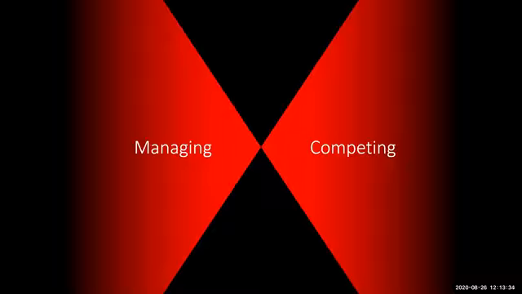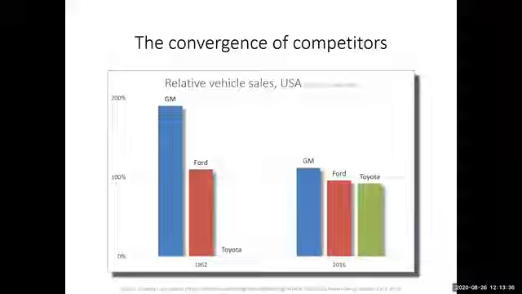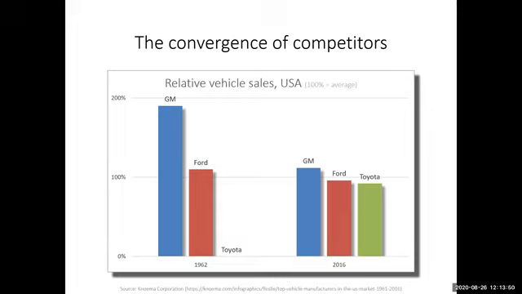And let me share an example of what that looks like. So in 1962, General Motors sold roughly twice as many cars in the United States as Ford, and Toyota sold essentially none. By 2016, GM, Ford, and Toyota were almost the same in how many cars that they were selling here. Does the decline for GM mean that GM failed?